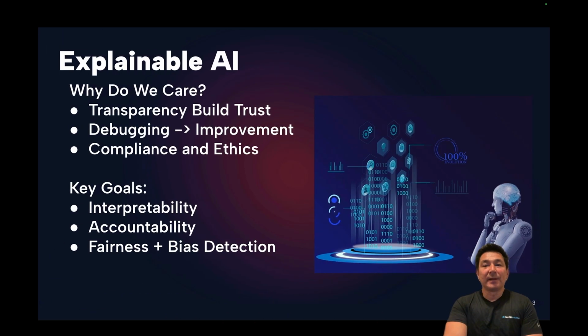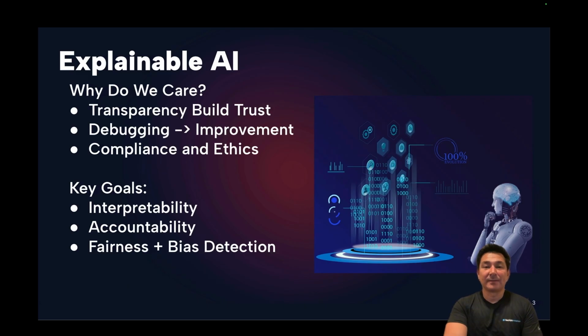So what is explainable AI? Explainable AI refers to techniques and methods that make AI models' decisions transparent, understandable, and interpretable. Explainable AI is about peeling back the layers of our models to understand not just the decisions that they make, but why they make them. It addresses the black box problem, where AI makes predictions without explaining the reasoning.